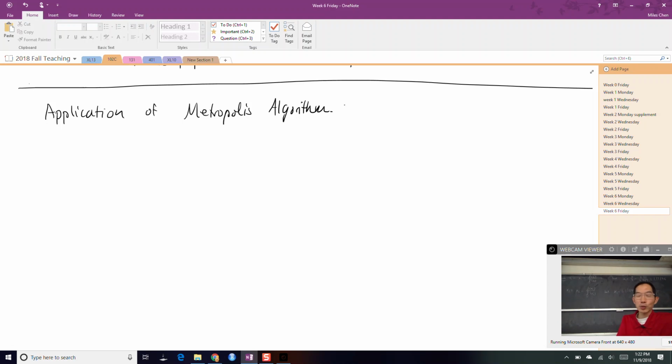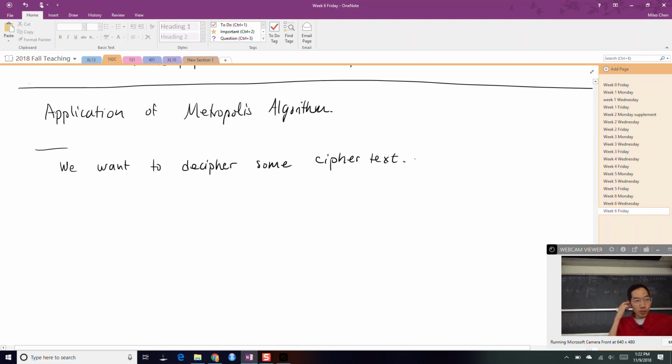Okay. All right. So here's the problem, the thing that we want to solve. We have ciphered text. So we want to decipher some ciphered text. This is not encrypted text, it's cipher text.